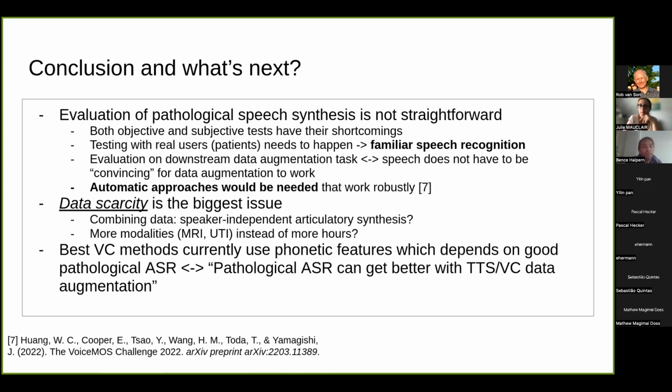Thank you, Bence. I have a question on the experts that judge the naturalness and intelligibility. Was there a protocol to judge that, for the naturalness of the speech? So in the case of the voice conversion approach, or in the case of the articulatory synthesis approach?